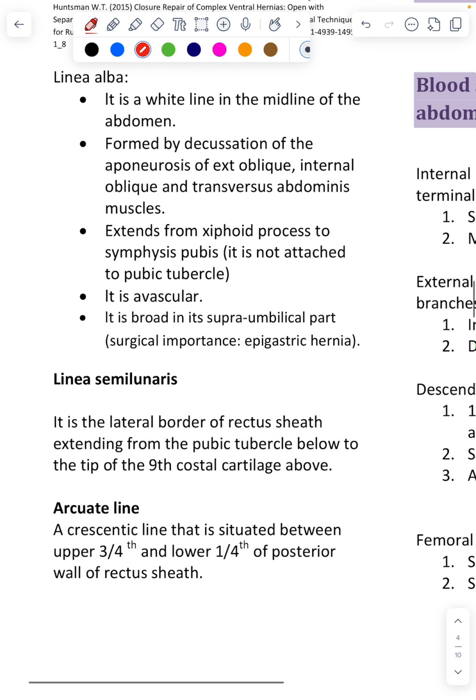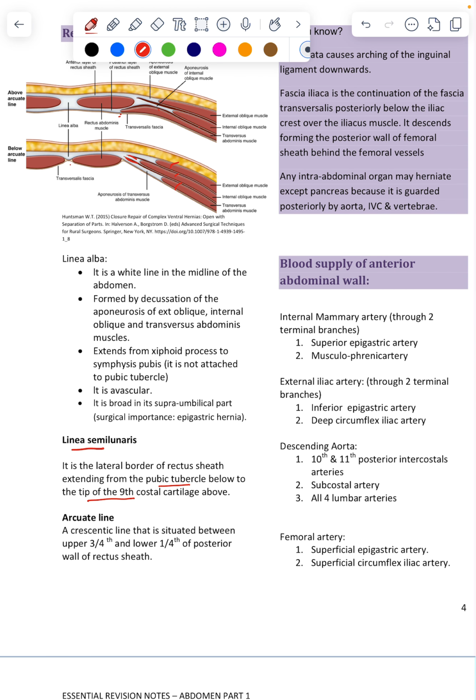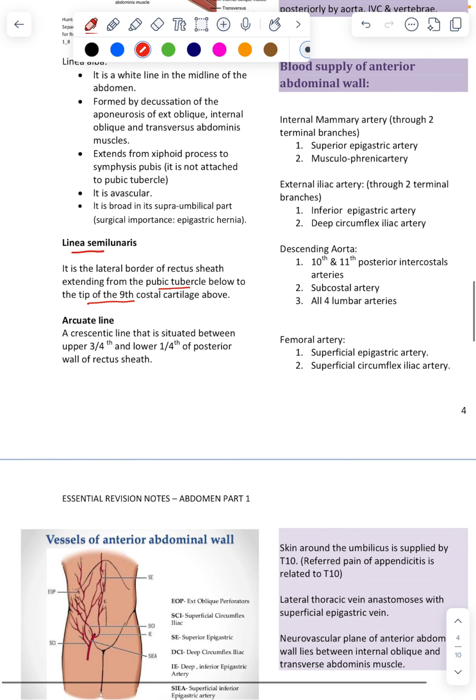Linea semilunaris. This is the question asked. It is the lateral border of the rectus sheath, extending from the pubic tubercle to the tip of the 9th costal cartilage above. So this is linea semilunaris.